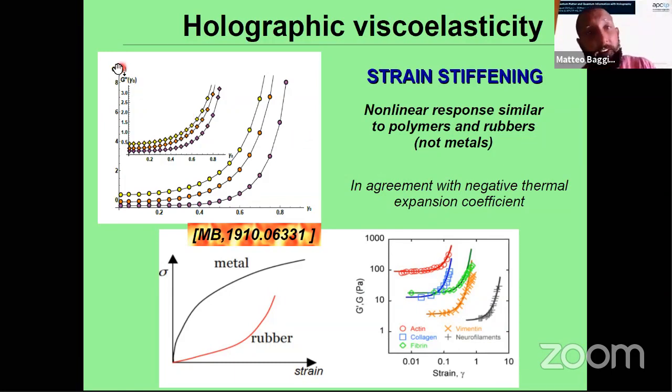Now, what is funny here is that you see that the response grows. This means that the more amplitude you put in, the more elastic the system becomes. And this is something that actually does not happen in metals. It happens in rubbers. You can see here a sketch. This is basically the stress as a function of the strain. The small amplitude is always linear. This is linear elasticity. But then the metal curves down and the rubber curves up.